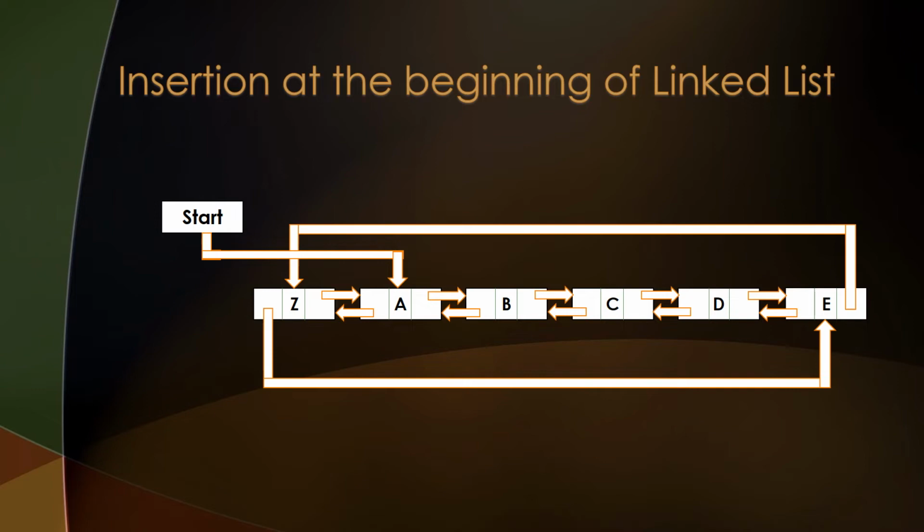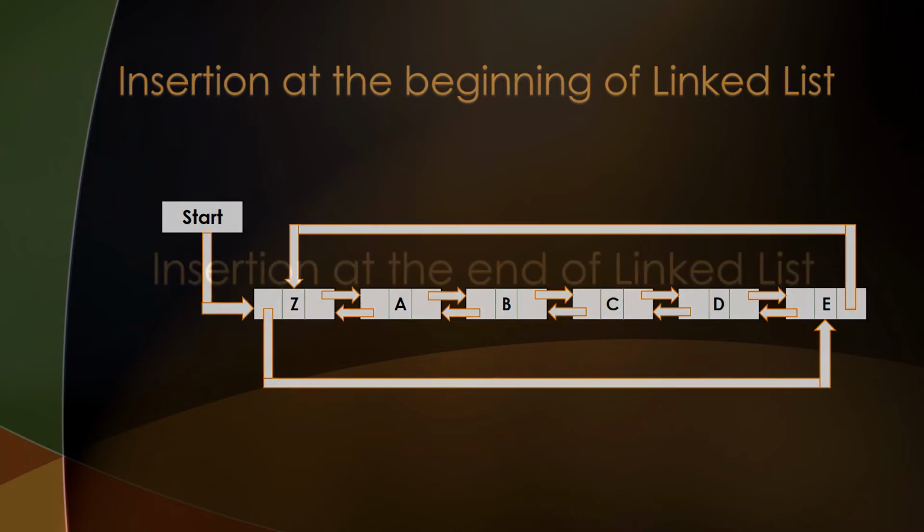And finally, the last step is to make sure that the start pointer now points to the new node Z instead of node A, as it was previously pointing. And here it is, we have changed the start pointer and it points to the new node Z in the linked list. And this is how the final linked list should look after the node Z has been successfully inserted at the beginning of a linked list.